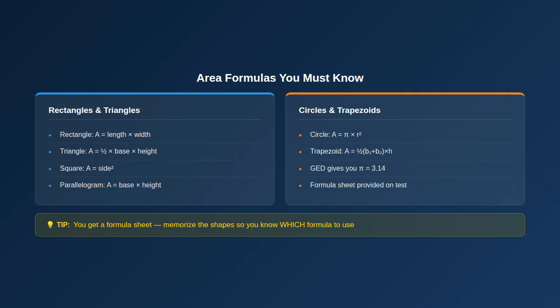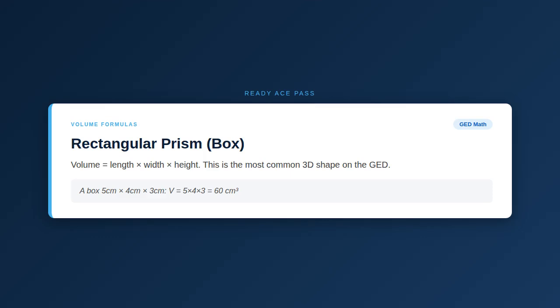Rectangular prism, box. Volume equals length times width times height. This is the most common 3D shape on the GED. A box 5 cm times 4 cm times 3 cm: V is equal to 5 times 4 times 3 equals 60 cubic centimeters.